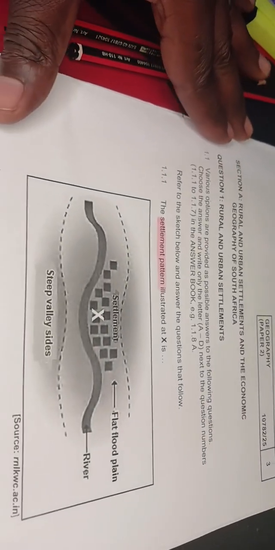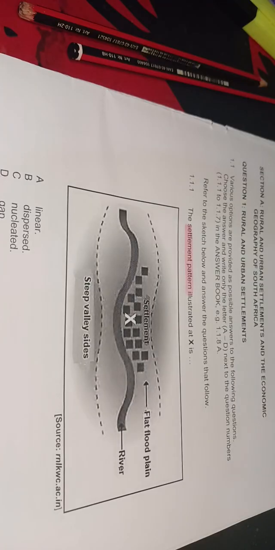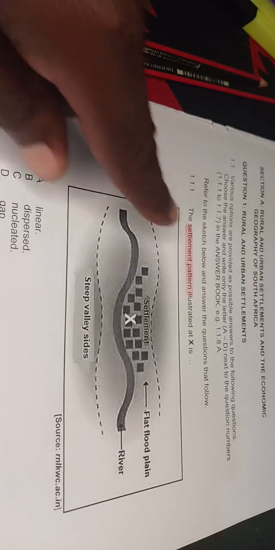This is what we have now, 1.1. I'm going to read, then we can do this together. Various options are provided as possible answers to the following questions. Choose the answer and write only the letter A to D next to the question numbers. So this is what we have, 1.1.1. Refer to the sketch below and answer the questions that follow.